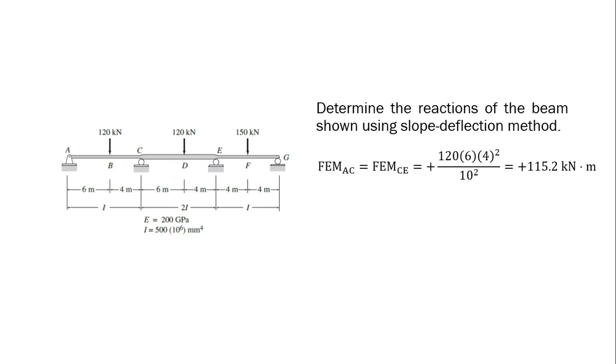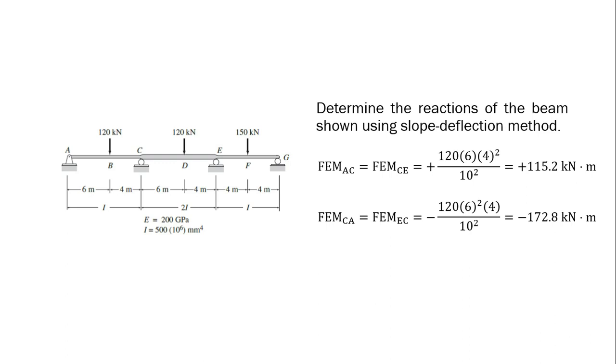Okay. FEMAC equal yung fixed end moment sa FEMCE or sa CE, which is positive 115.2 kN meter. Ibig sabihin, dahil positive, counterclockwise yung rotation. On the other hand, FEMCA is equal to FEMEC, which is negative 172.8 kN meter. So, para di kayo malito, kung saan mas malapit yung load, mas malaki yung moment doon.